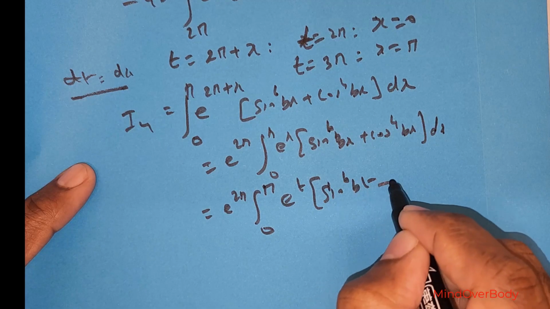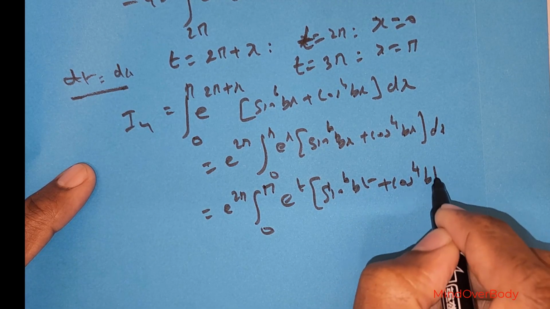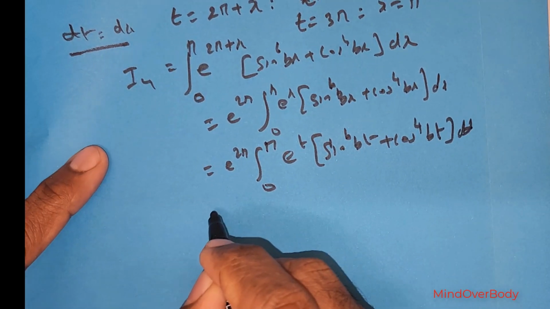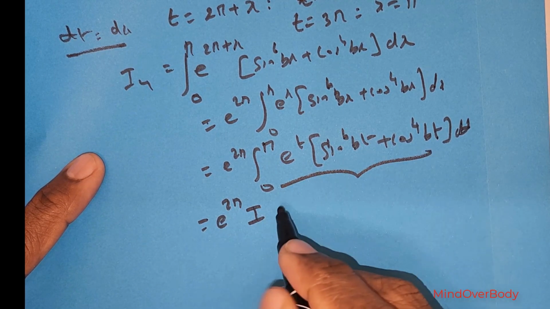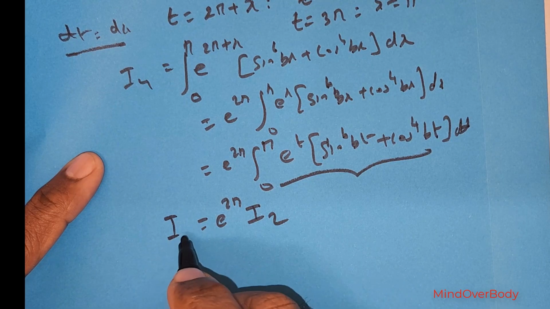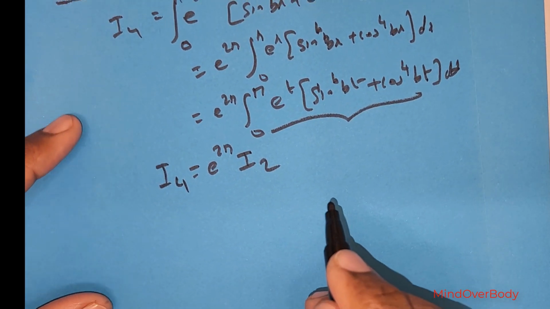This is the integral of e raised to the power of t times sine raised to the power of 6 bt positive cos raised to the power of 4 bt times dt. So this is going to be e raised to the power of 2 pi times, what is this? This is nothing but my I2. So this is going to be I4.